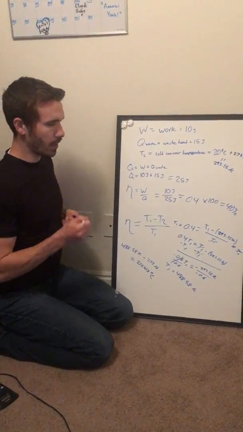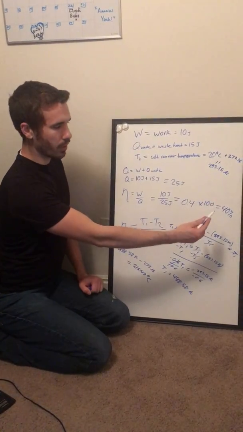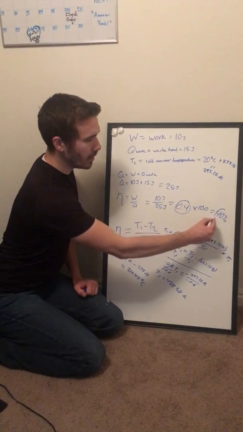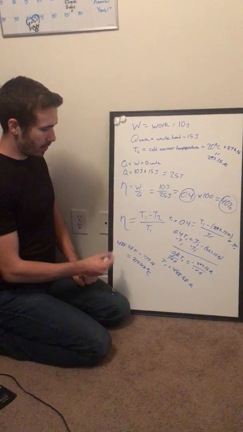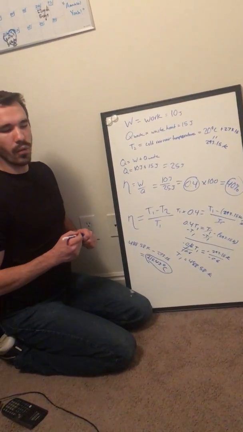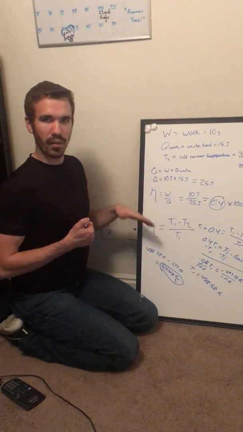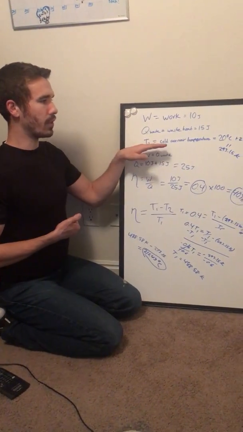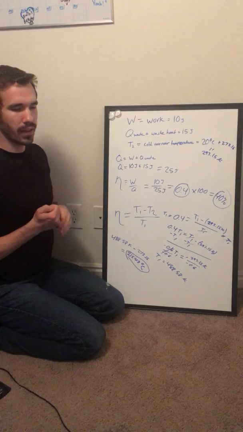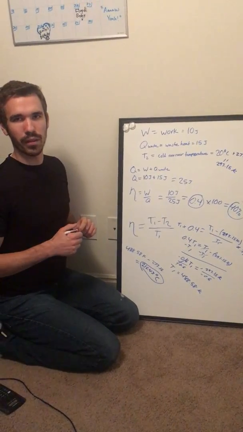So for part A, we got that the efficiency was 0.4 or 40%. And in part B, the answer is 215.43 degrees Celsius, which is the minimum possible temperature for the hot reservoir if the cold reservoir temperature was 20 degrees Celsius. And that's how you would do question 64 in chapter 11 of our physics textbook.